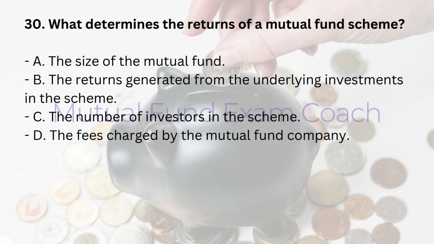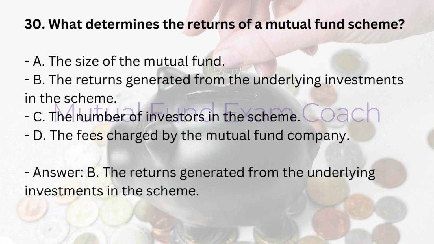30. What determines the returns of a mutual fund scheme? A. The size of the mutual fund. B. The returns generated from the underlying investments in the scheme. C. The number of investors in the scheme. D. The fees charged by the mutual fund company. Answer: B. The returns generated from the underlying investments in the scheme.